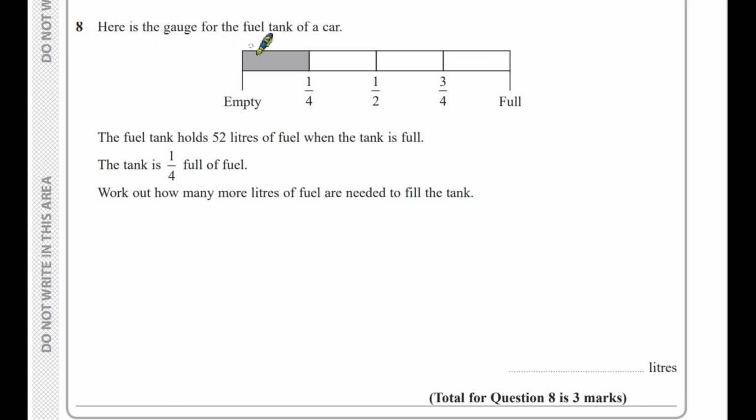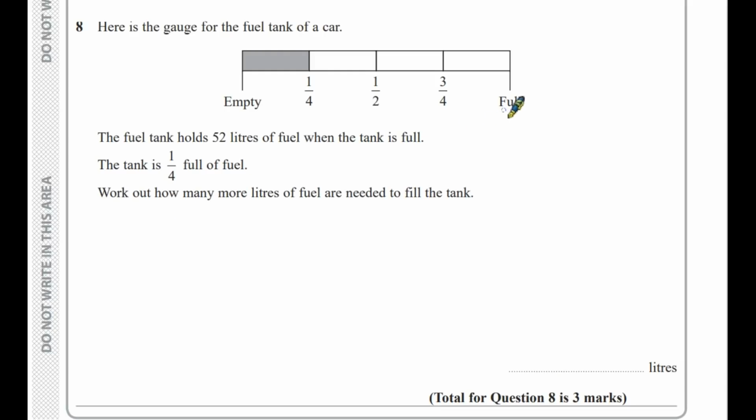Question 8. Here is the gauge of a fuel tank of a car. The car holds 52 litres of fuel when the tank is full. The tank is 1/4 full of fuel. Work out how many more litres of fuel are needed to fill the tank.